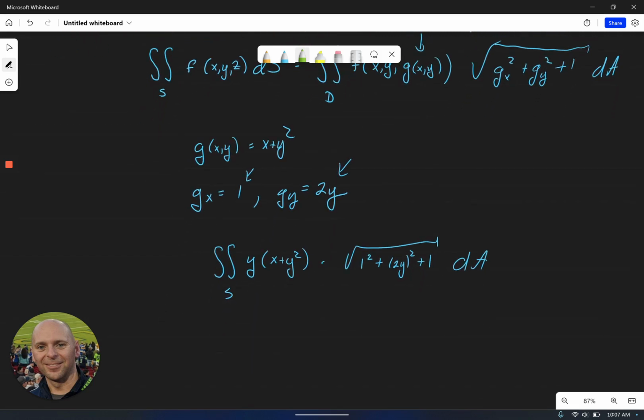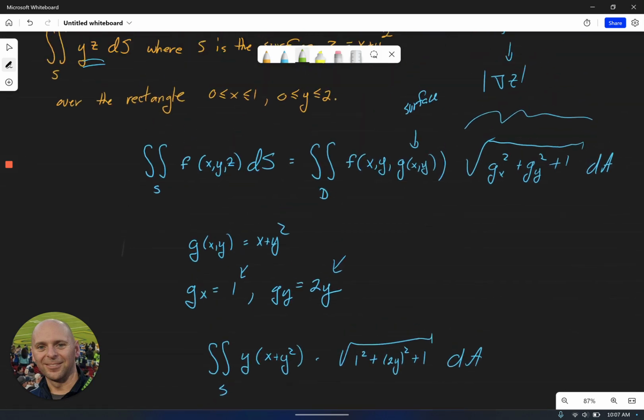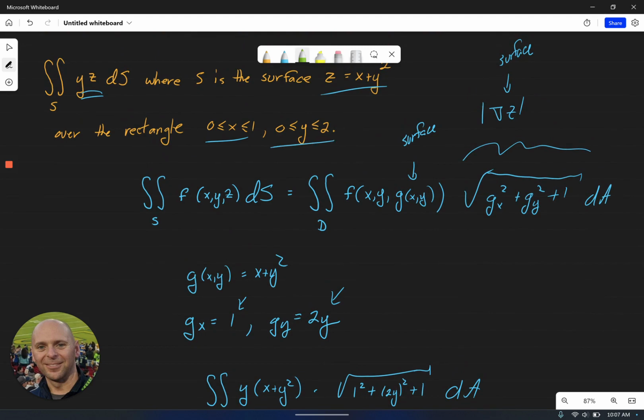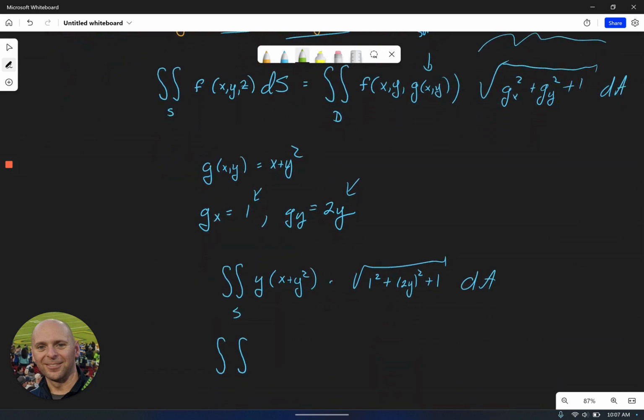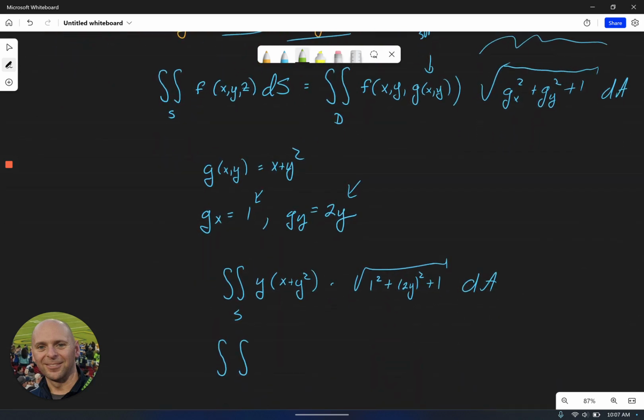Now let's clean that up a little bit and throw some bounds on it. We're integrating over the rectangular region where x goes from 0 to 1 and y goes from 0 to 2. Our order of integration is not super important, so maybe I'll just do it as dy dx. So y goes from 0 to 2, x goes from 0 to 1. I'll clean up our integrand a tiny bit: this will be xy plus y cubed times the square root of 2 plus 4y squared.